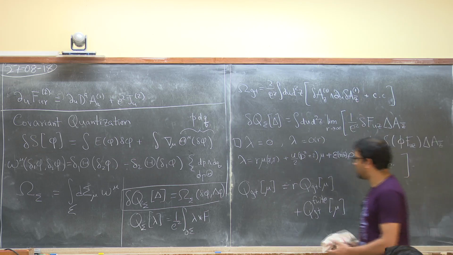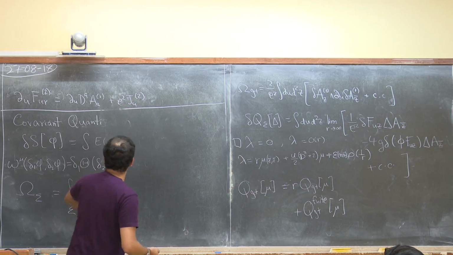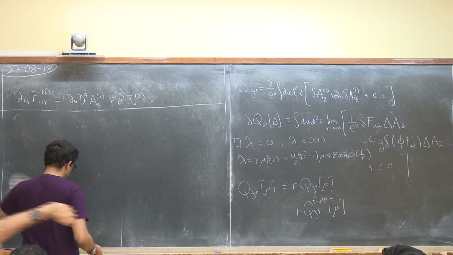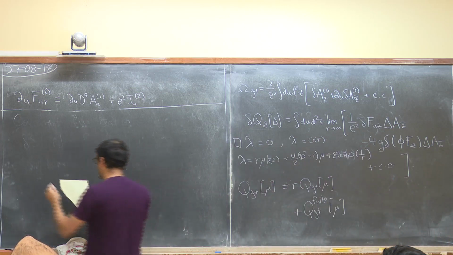Okay, so it's of this form. There's a divergent piece. There's a finite piece. Let me write down what the divergent piece is. No, sorry, let me write down what the finite piece is and I'll tell you about the divergent piece.